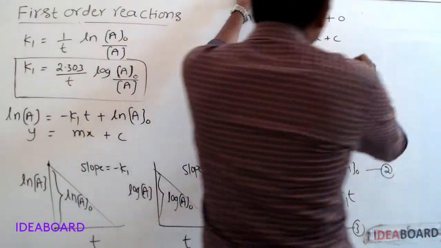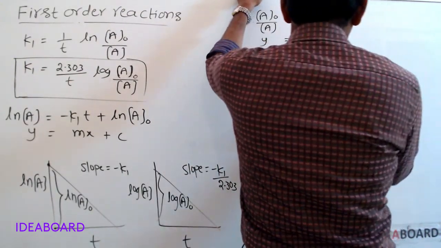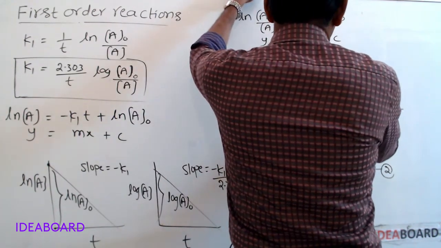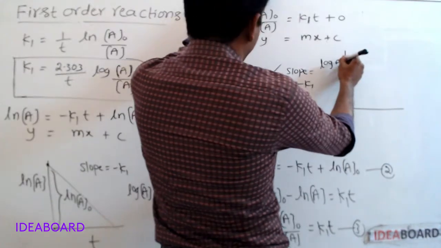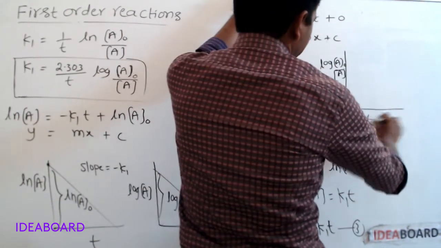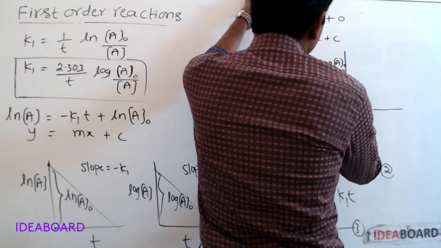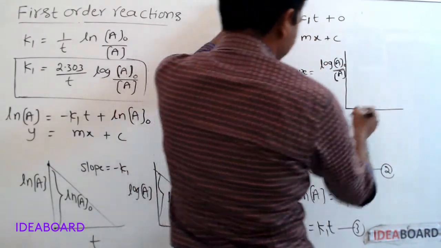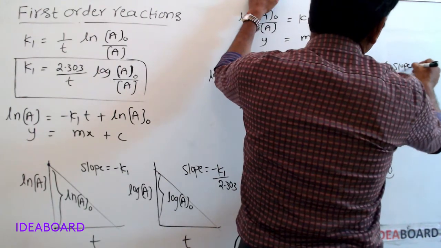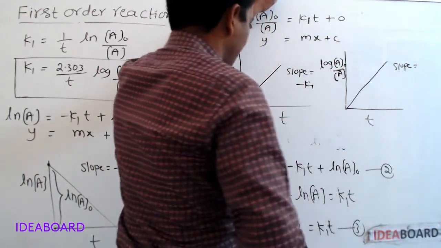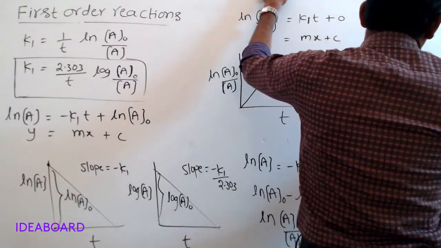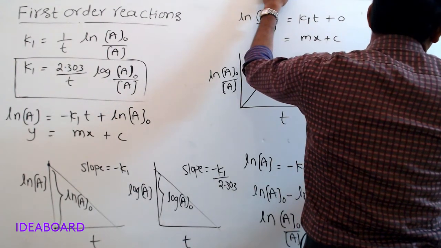When a graph is plotted between log A naught by A and time, a straight line is obtained which passes through the origin. Its slope is K1 by 2.303.